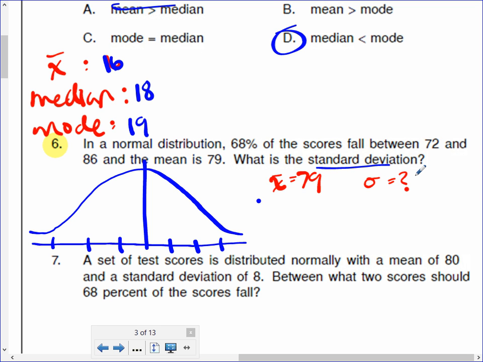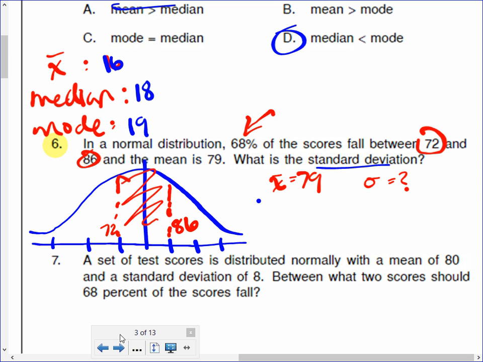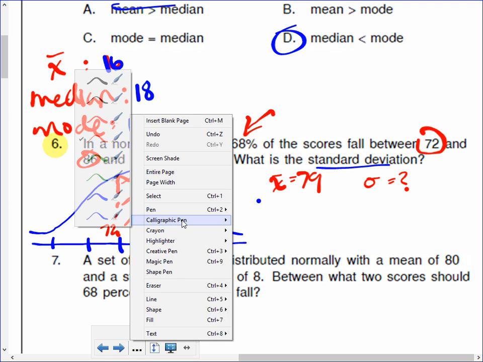The standard deviation is the question. You've got these other numbers here, 72 and 86. You have to decide how far away do you put 72 and 86. What tells you that is the 68%. We know that it goes 68, 95, 99.7. So the 68% is these middle 2 sections right here. So that's where 72 and 86 go. The mean is 79. How far is the mean from one standard deviation away? 7.